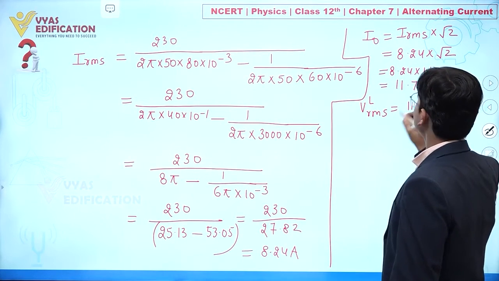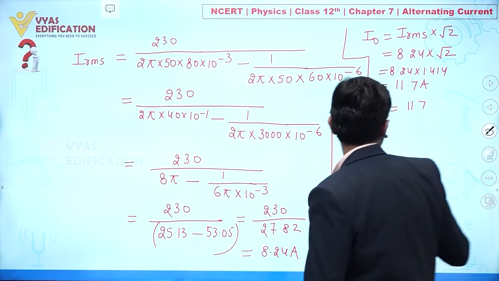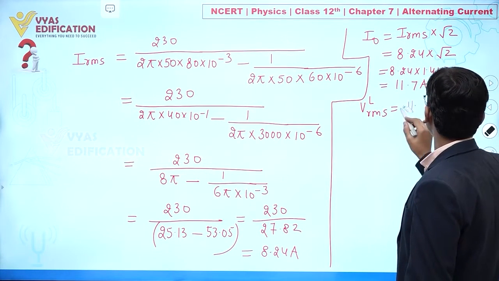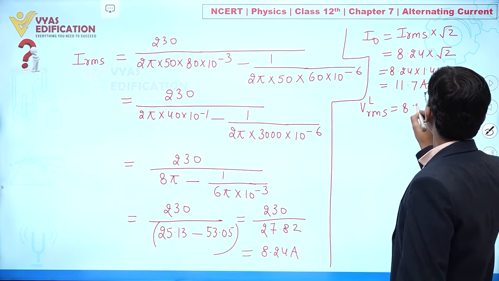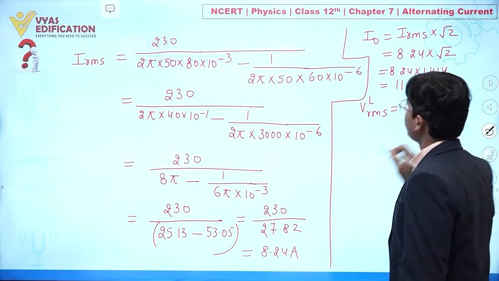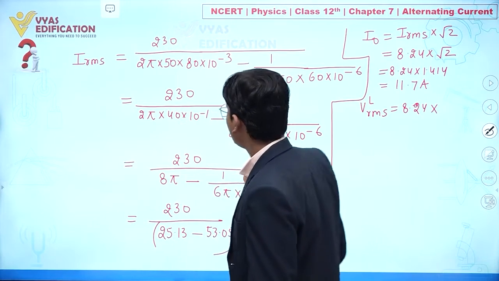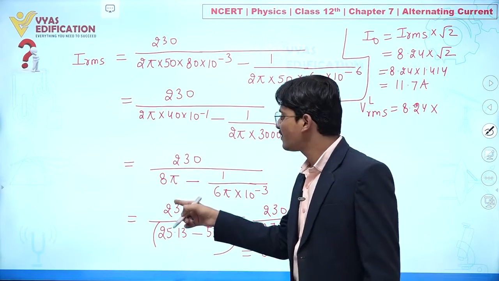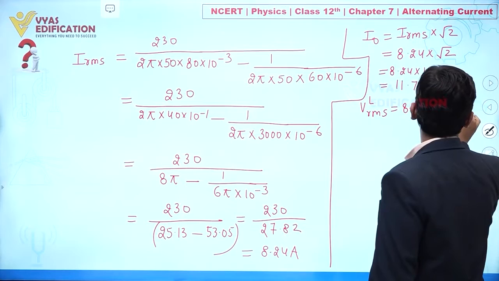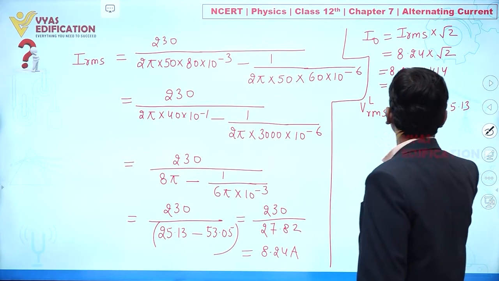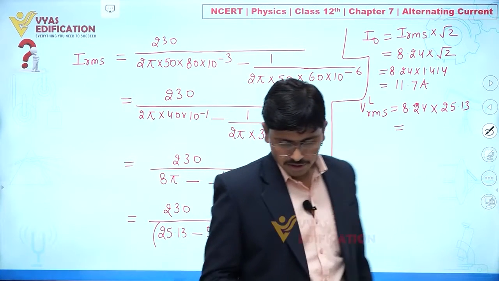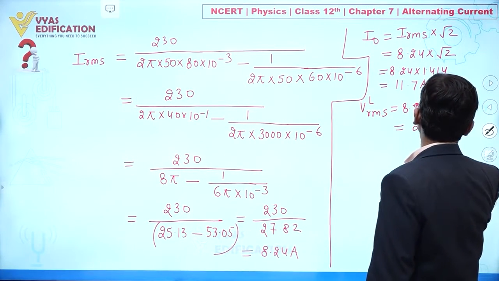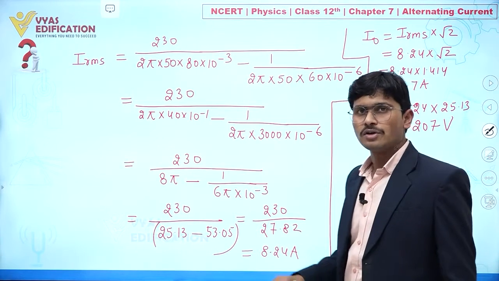IRMS we have is 8.24. Multiplying by the reactance value, which is related to XL, we have 25.13. So roughly 8 multiplied by 25 is near about 200. If you solve it, you will get a value near about 207 volt.